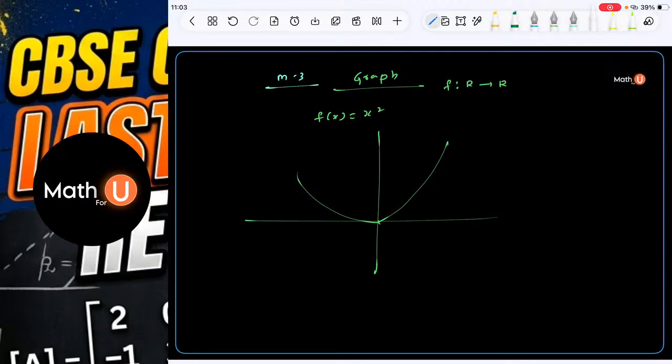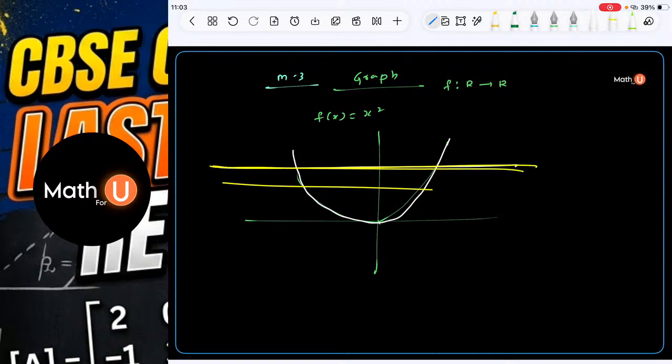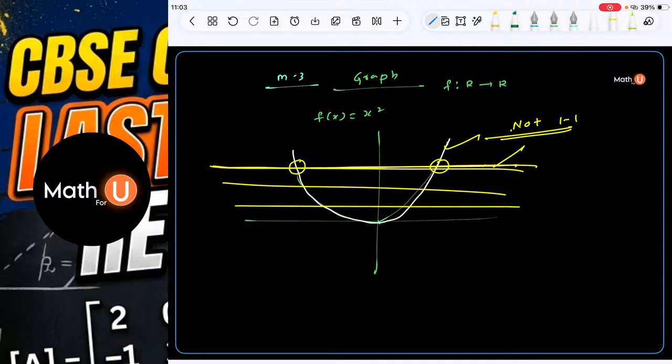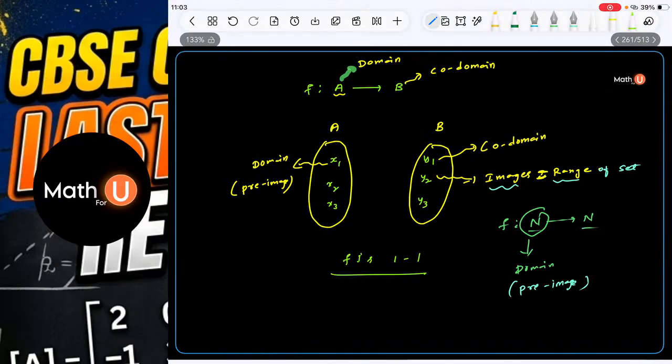If you draw the graph of this function, and you draw any horizontal line like this, if this curve and the horizontal line intersect at more than 1 point, then it is not a 1 to 1 function. You should remember this one.